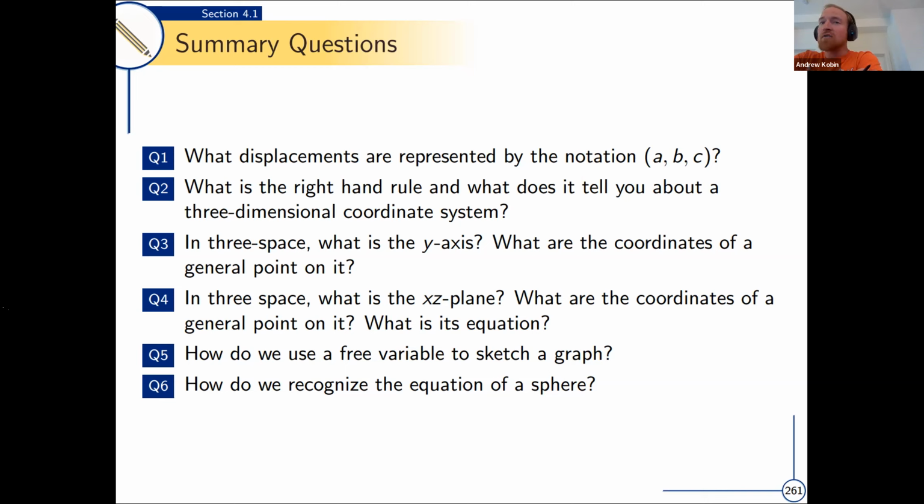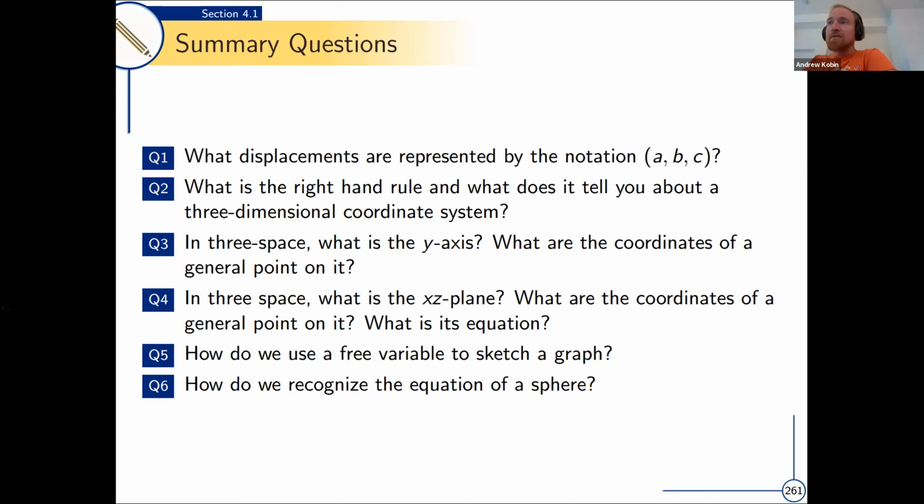And likewise, in 3-space, how is the xz plane different from the x or z axis? What are the coordinates of a general point on it? And what is actually an algebraic equation for the xz plane? Next, how do we use a free variable to sketch a graph of a function or an implicit equation in multivariables? And finally, how do we recognize the equation of a sphere?